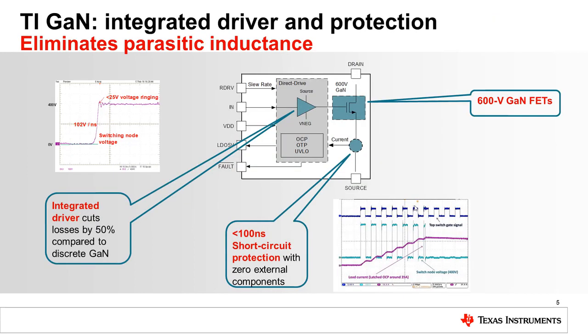Here is a quick overview of TI's GaN device. As mentioned earlier, TI-GaN has a driver integrated, which allows the best common source inductance, gate loop inductance, and also the highest slew rate, which cuts the losses by 50% compared to discrete GaN. In addition, the device comes with several protections, including UVLO, over temperature protection, and short circuit protection with 0 external components. The bottom right figure demonstrates how the device is latched off by itself in under 100 nanoseconds when the current reaches the OCP level.